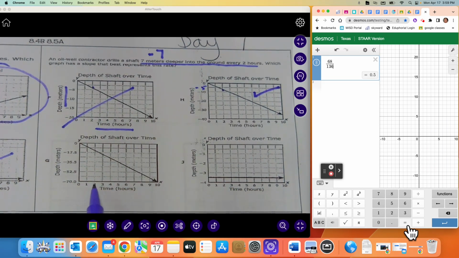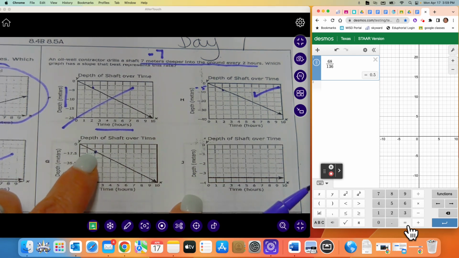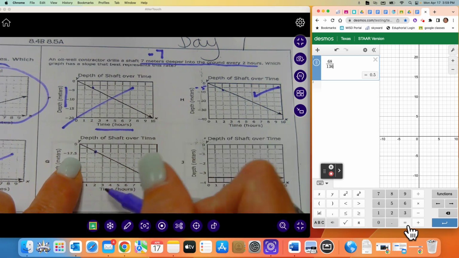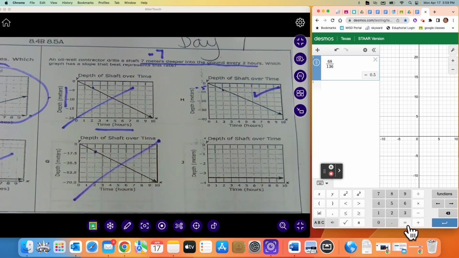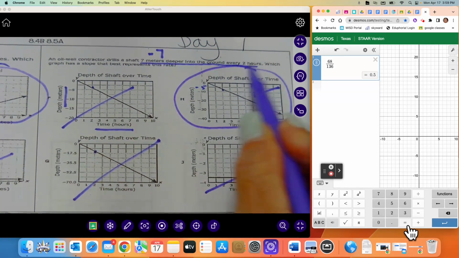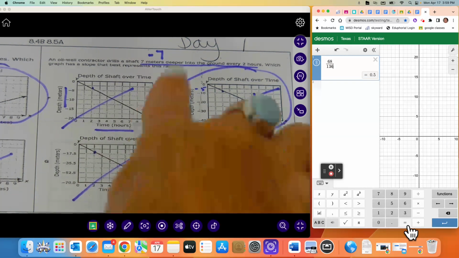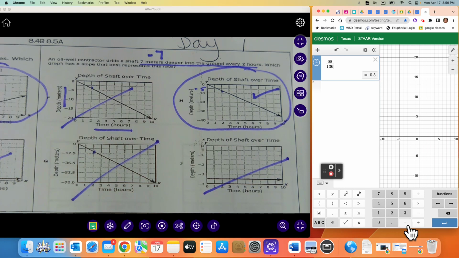So this one, we're going to go over here to 2 hours. We're going to come up here to the line, and it's going to be close to -17.5. So we know it's not this one. And this one here, it's saying that it's staying the same no matter the hours. So it's not this one. So the one that it matches is this one. So guys, all we are doing is matching the graph with the information given.